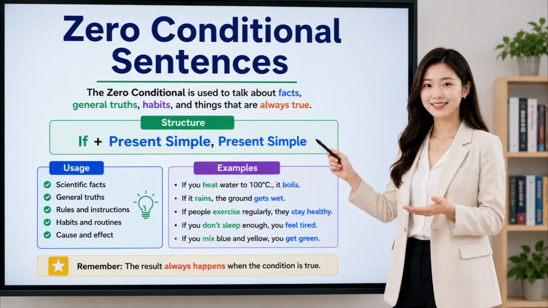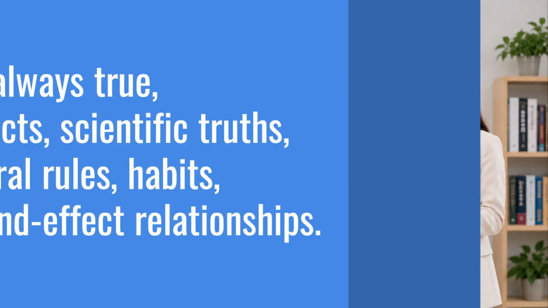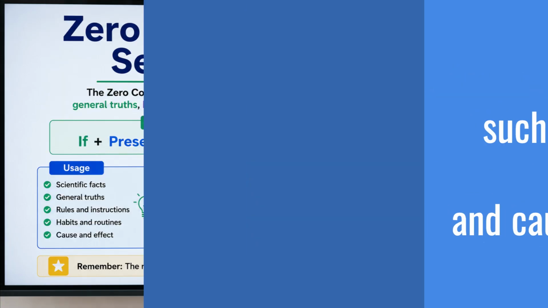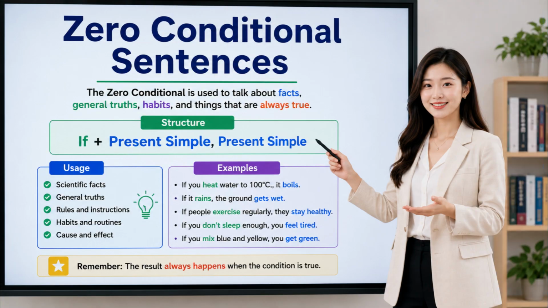What is the zero conditional? The zero conditional is used to talk about things that are always true, such as facts, scientific truths, general rules, habits, and cause and effect relationships. When one action happens, another action always happens as a result. The zero conditional does not talk about the future, possibilities, or imagination. Instead, it describes situations that are generally true every time.